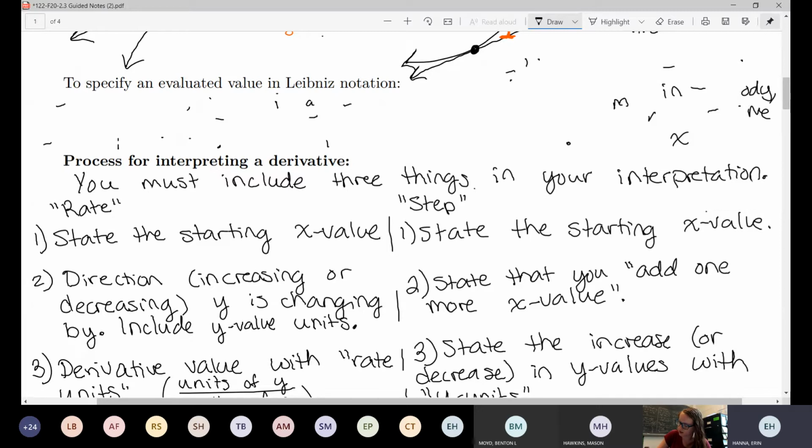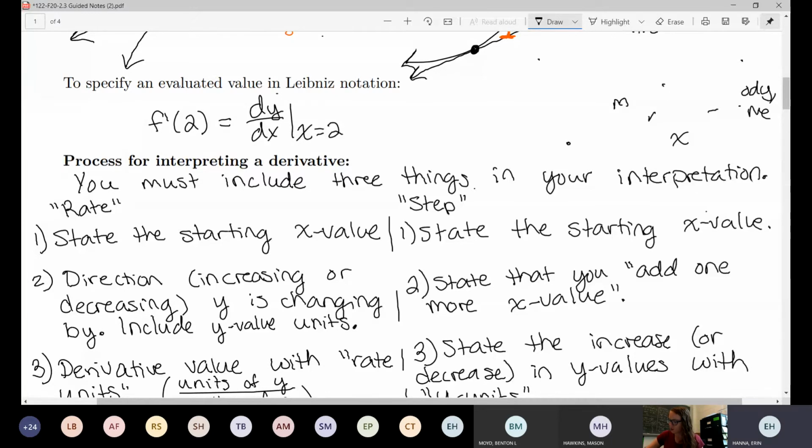It really needs to be a just kind of drag and erase kind of deal to erase a bunch of stuff at once because this isn't working. And what did I erase from here? It was f prime of 2 equals dy over dx at x equals 2.